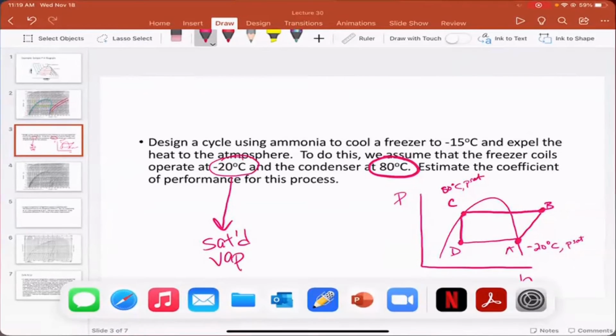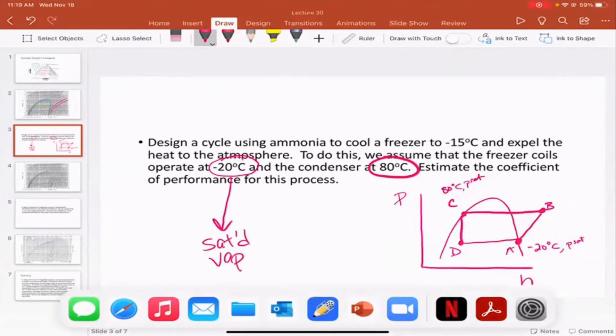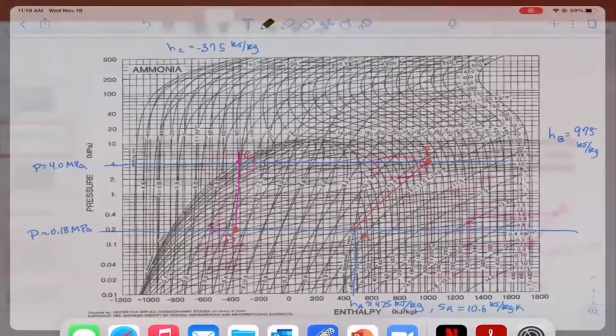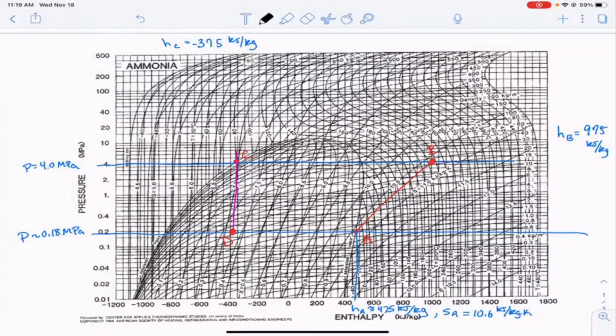And so if that's true, then all we need to do in our diagram is to find the saturated vapor line, the saturation line. So this side's liquid, and here's the saturated line for the vapor. So all I did was I found the line for -20, which is admittedly somewhat difficult to read, and I just followed it up until it intersected with the saturation line.